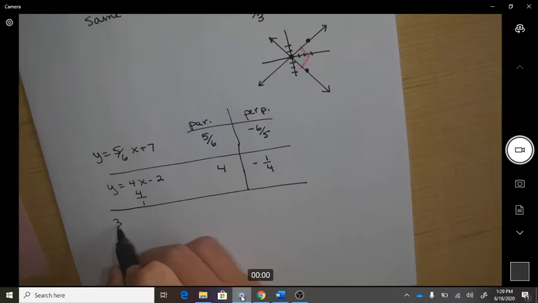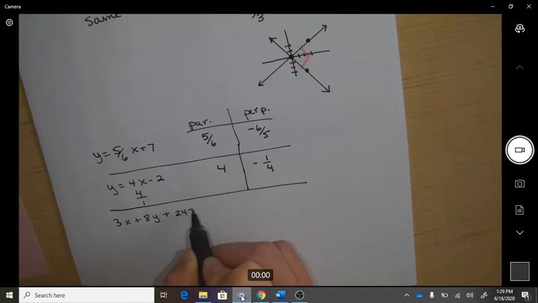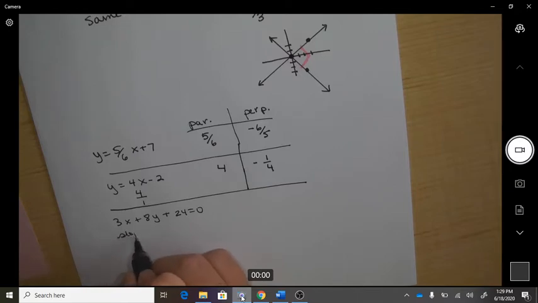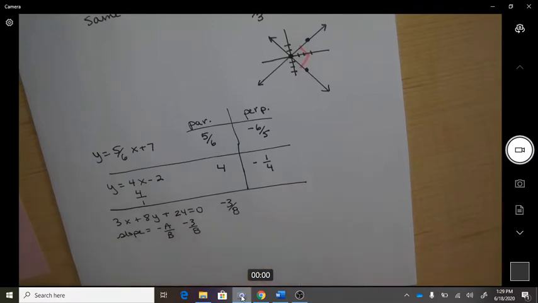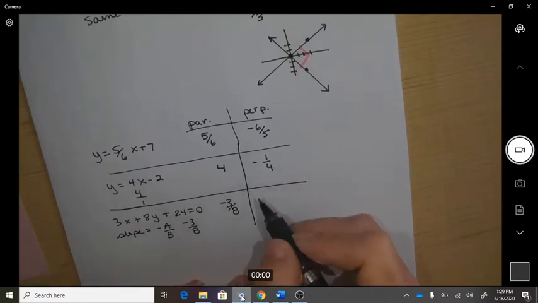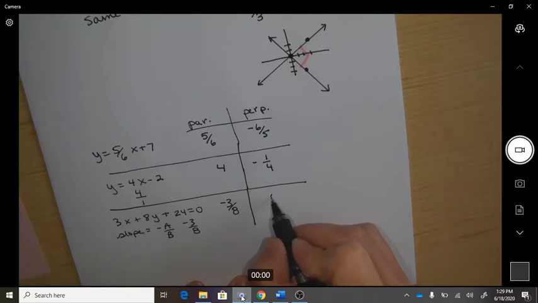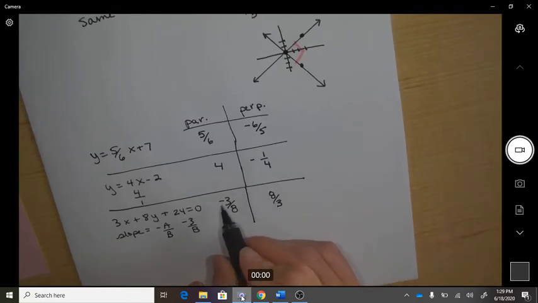Okay, so here is my next line. Okay, so do you remember the formula for slope? Negative a over b. So that would be negative 3 over 8. So our parallel line would have negative 3 over 8 as well. And a perpendicular would be, so flip the fraction, and this was negative, so now that's positive.